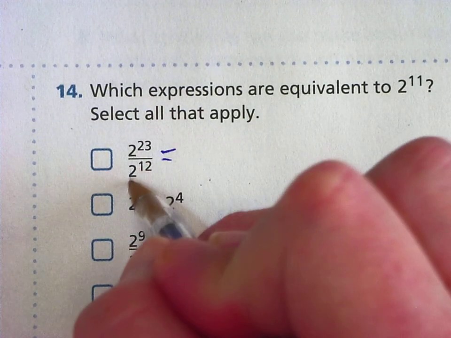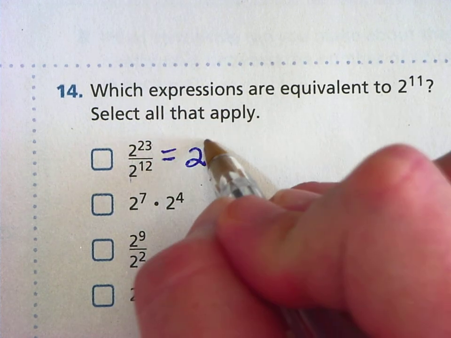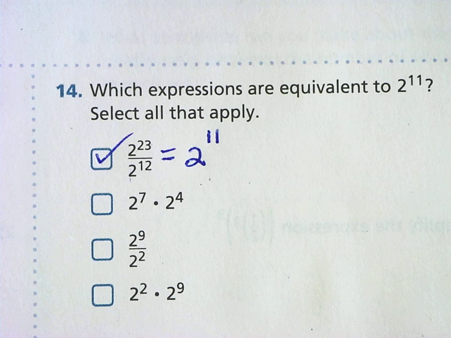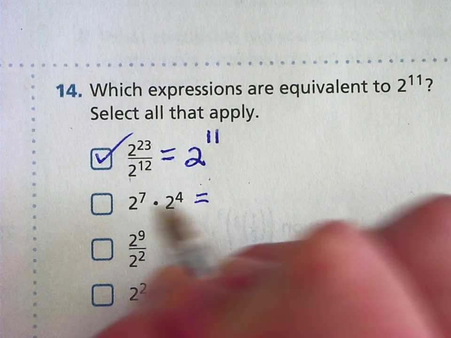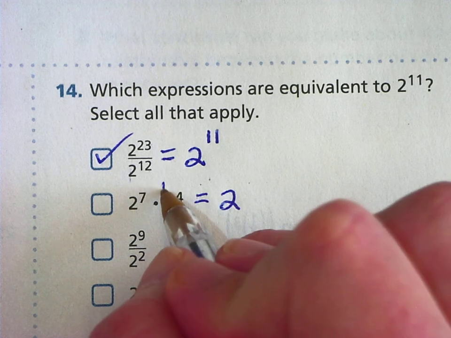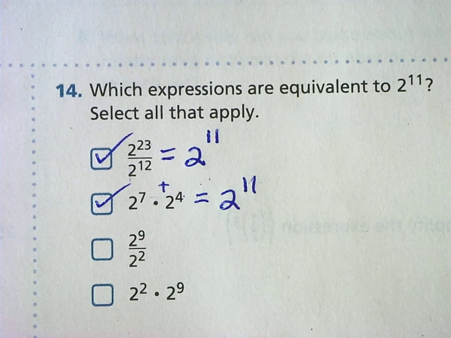So now, dividing the same base means you keep your base and subtract. 23 take away 12 would be 11. So that definitely is equivalent. Okay, so multiplying the same base means you keep your base and add your exponents. 7 plus 4 is 11. Okay, that works as well.